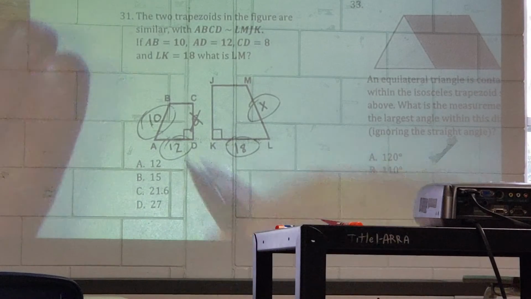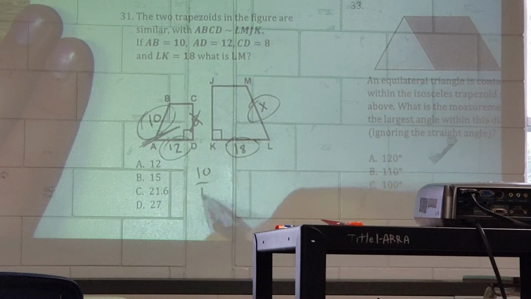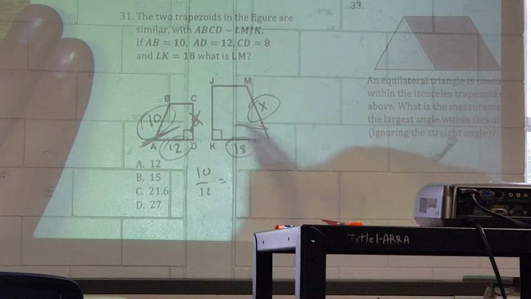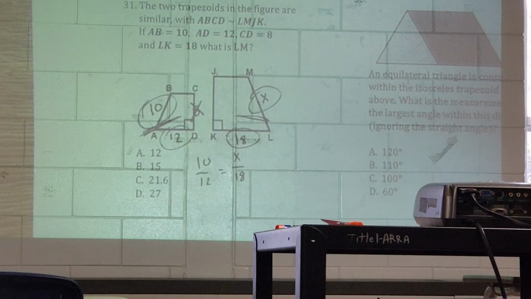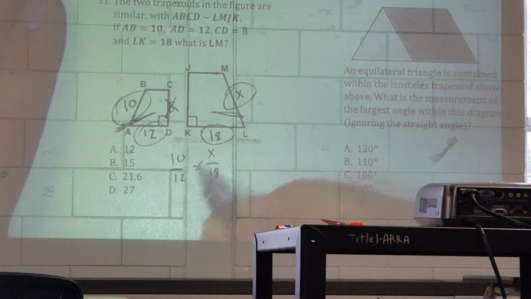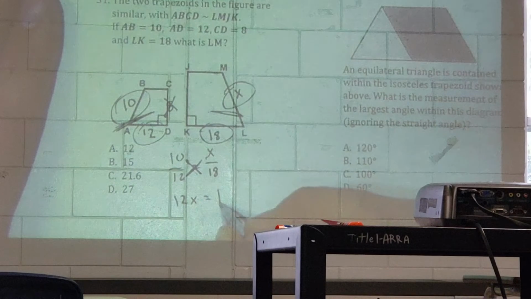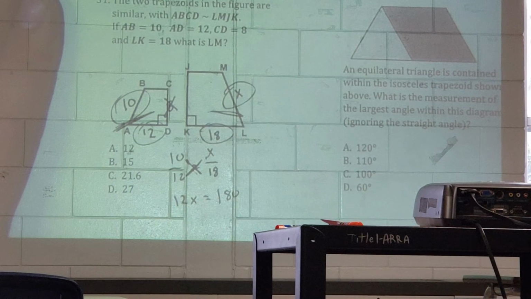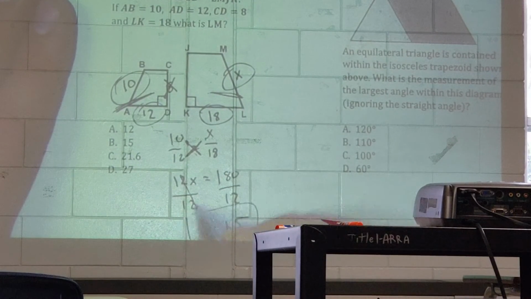So we're going to set up a proportion. This side's proportion is 10 over 12, and we're going to set it equal to this side's proportion, which is X over 18. Again, this is some next semester stuff, but you guys might remember this from your middle school years. This is just a proportion, and to solve this, we cross multiply. 12 times X is 12X. 10 times 18 is 180. So we have 12X equals 180. We'll divide both sides by 12. And when I do that, I get X equals 15. So we're going to pick B.